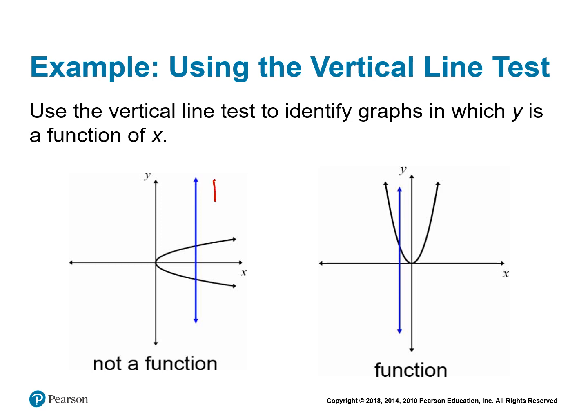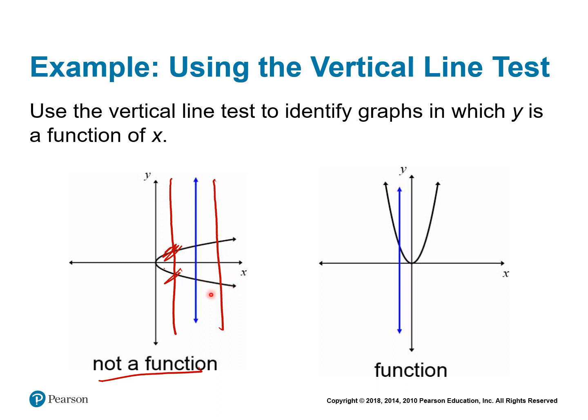So draw some vertical lines through the graph at different places. If a line intersects the graph at more than one point, then that means it's not a function. Here, all these three lines we see are intersecting this graph at two different points, right? One here, one here, one here, one here.